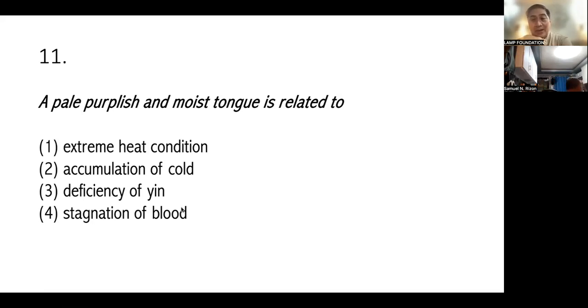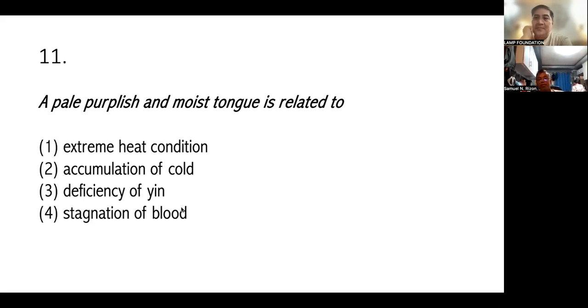Hindi. Pag may accumulation of cold, do you expect a deep pulse or a superficial pulse? Superficial pa lang po. Take note, this is accumulation of cold. Ibig sabihin, matagal na yung cold. So, deep na po pala. Okay. What about stagnation of blood? Ano yung pulse quality pag blood stagnation?